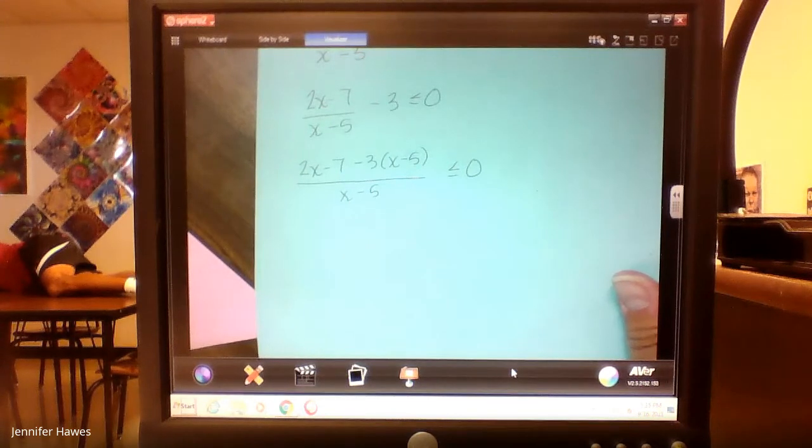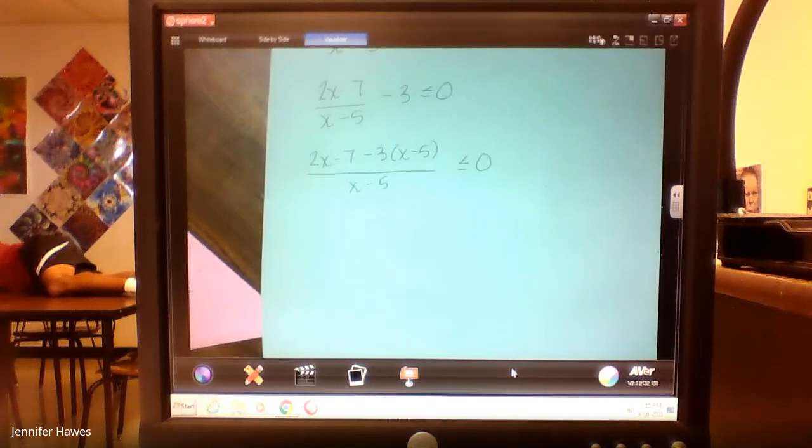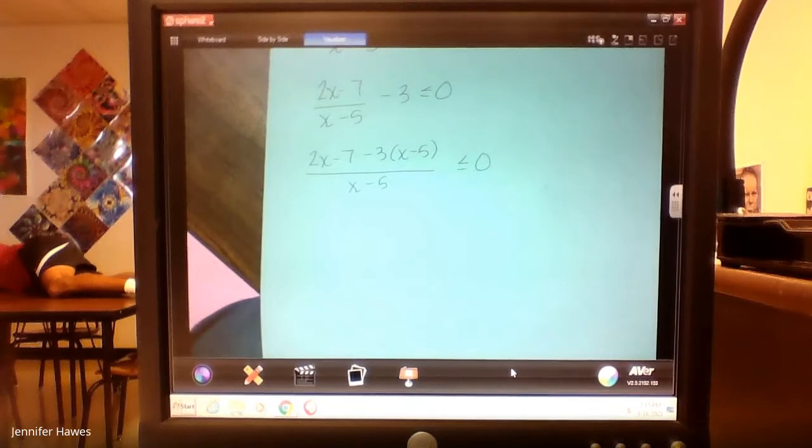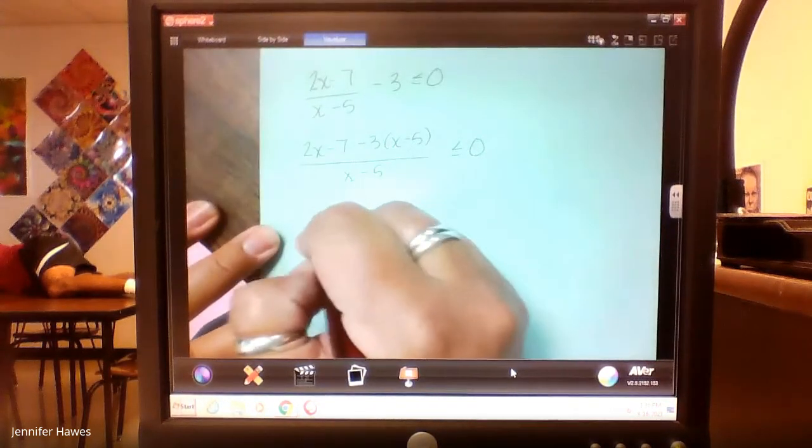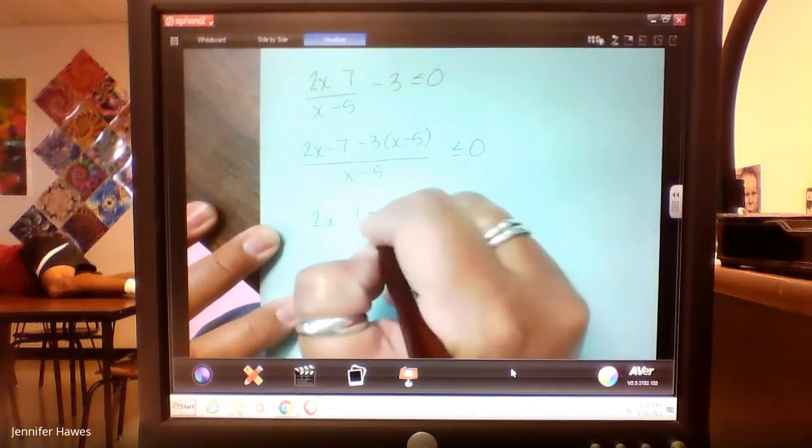So you don't have to multiply everything on the side by x minus 5. You can just take out 3. No, because on this side, I'm combining. I'm leaving that 0 alone. I'm combining to do a common denominator on this one. Are we okay with me right here? Okay, so now I'm going to take that stuff times a -3.